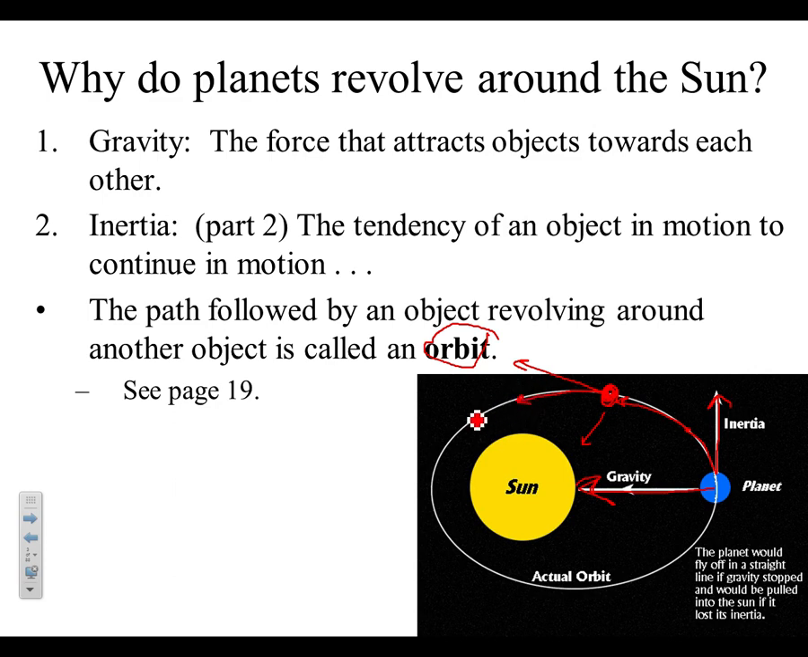Revolution is the act of going around something. Orbit is the path something takes as it goes around. Okay, so revolution is going around. Orbit is the path it takes as it goes around. Okay, it's very simple, just a slight difference.